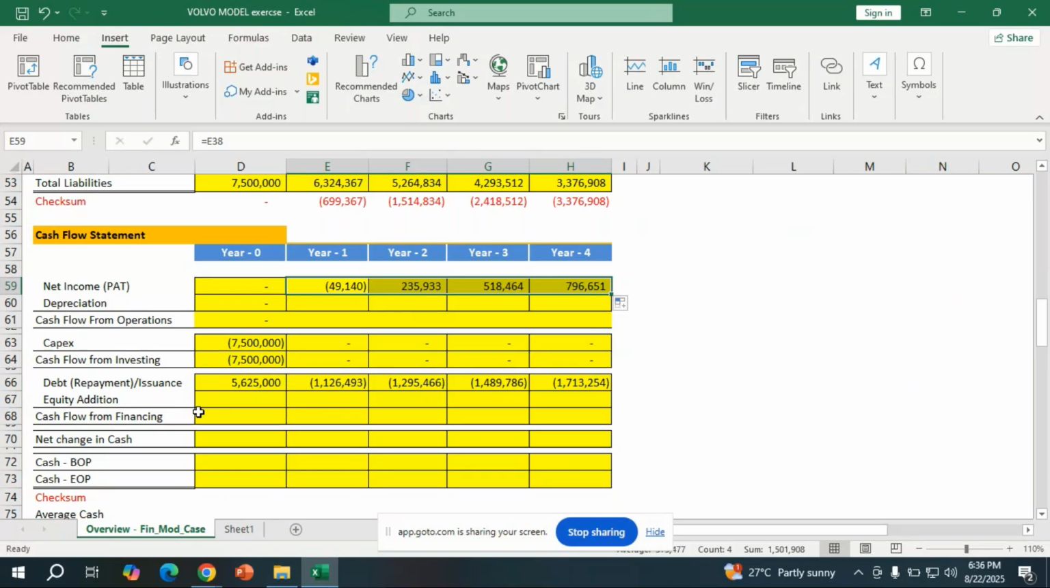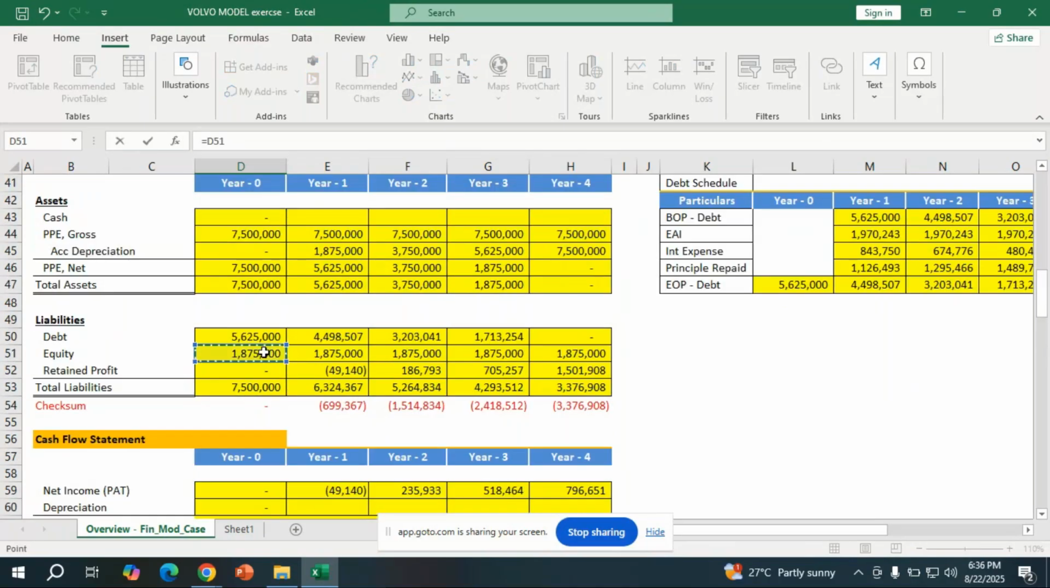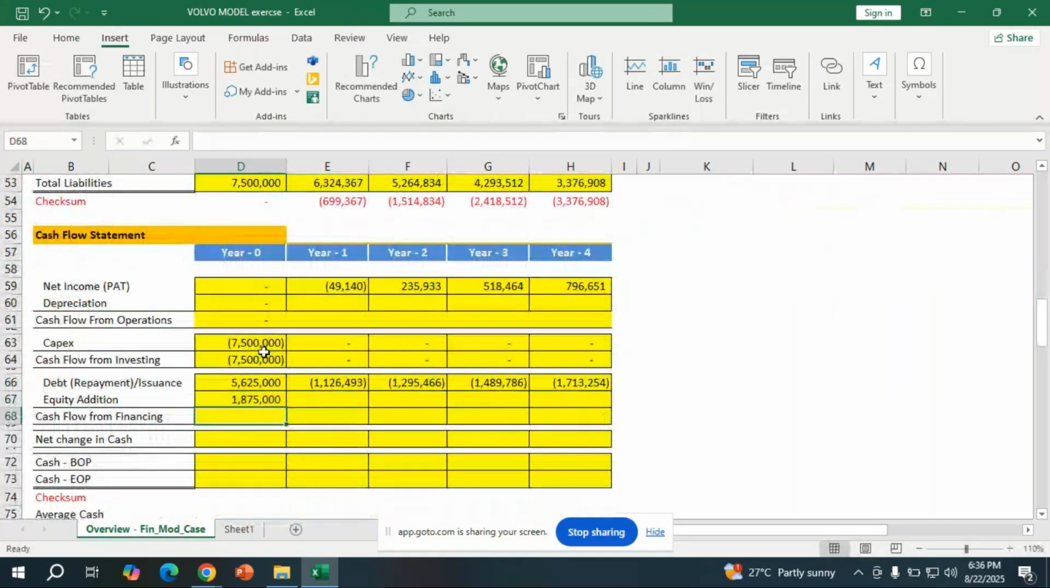Okay. So after this, you will add up your equity, what you brought to your calculator. Equals to, this is your equity. And equity is raised only in year zero, not every year, so you're not going to make any changes there. Okay. And next, what is the net cash from financing activities? It is your equity addition plus your debt.